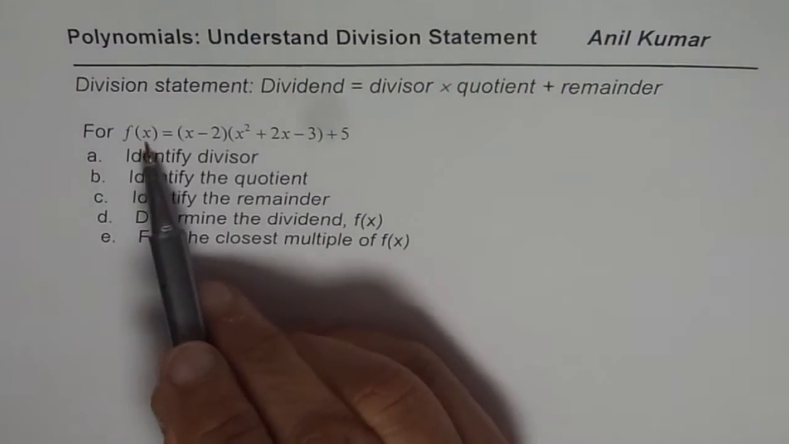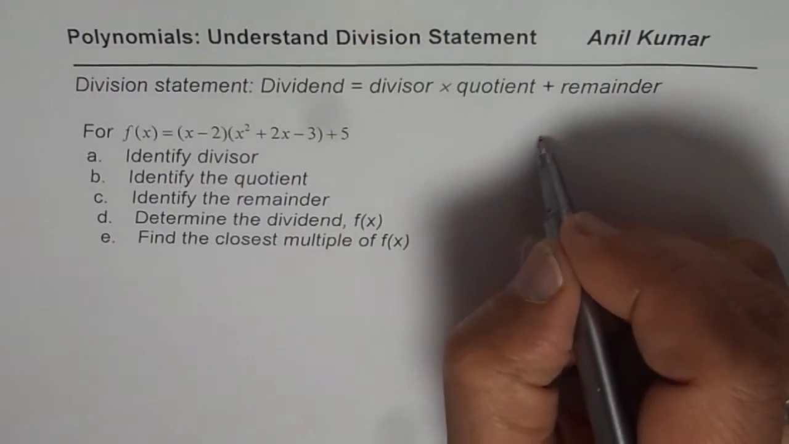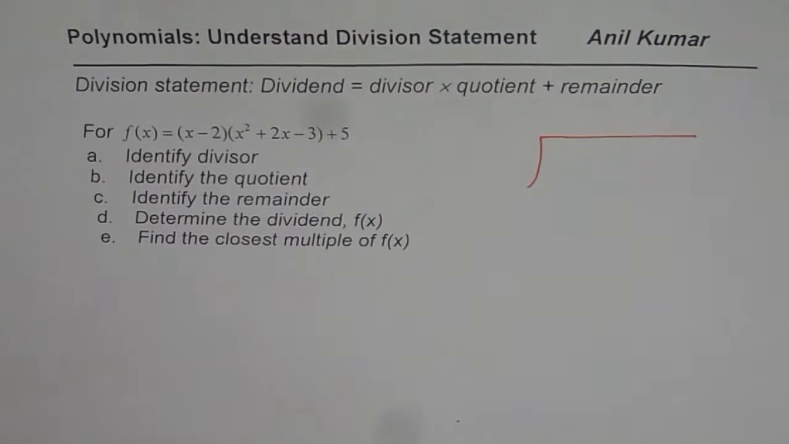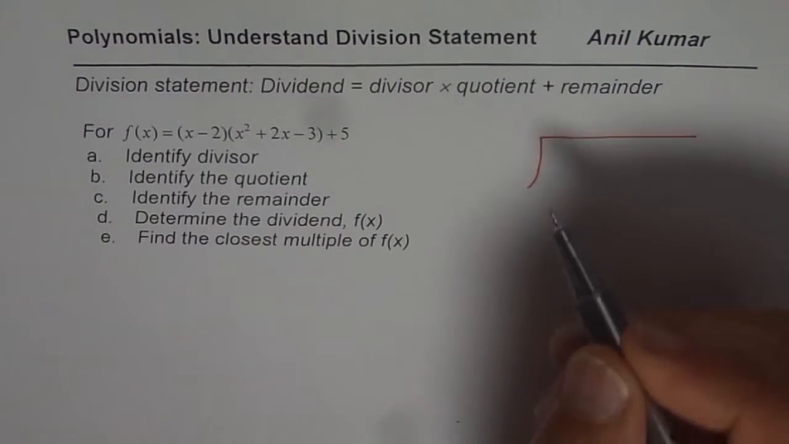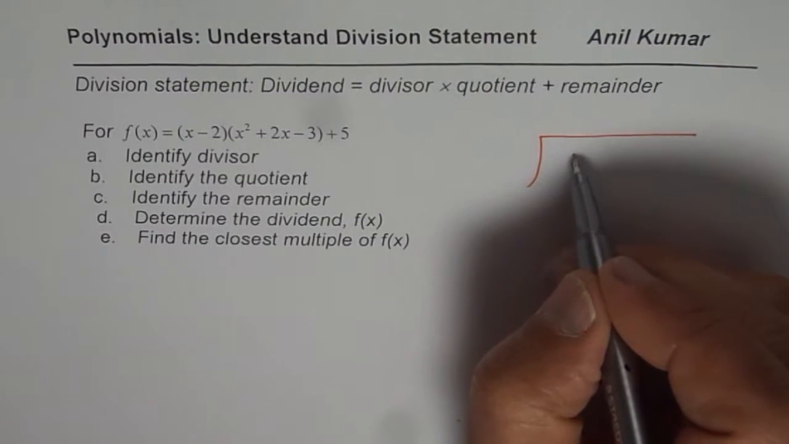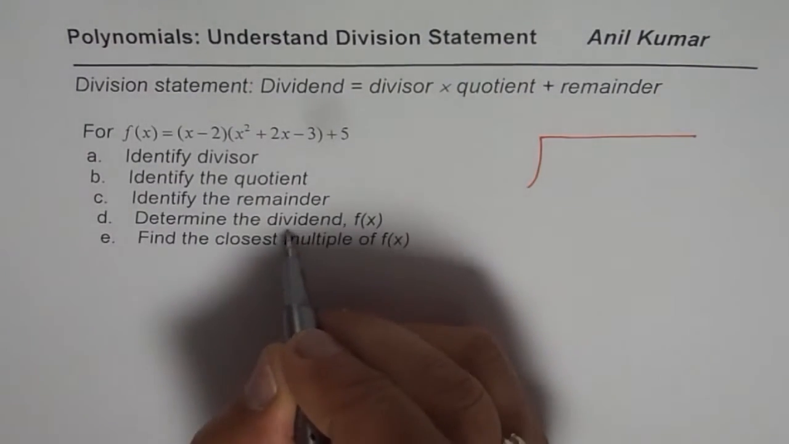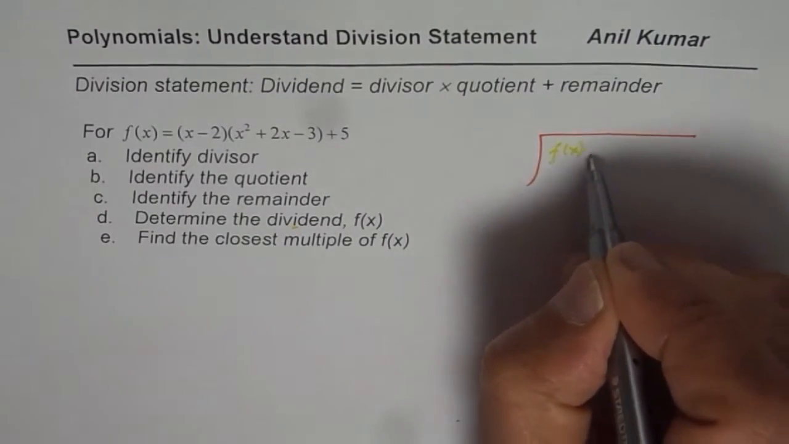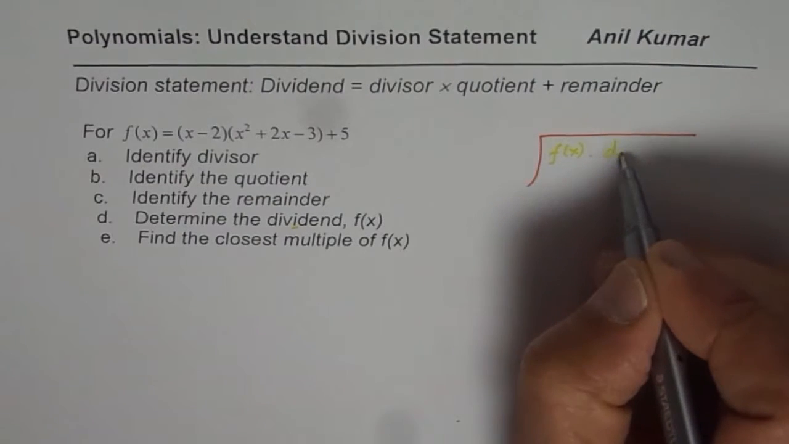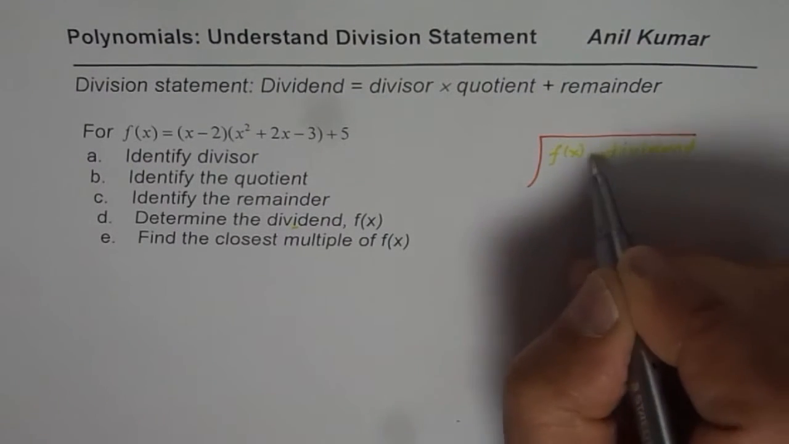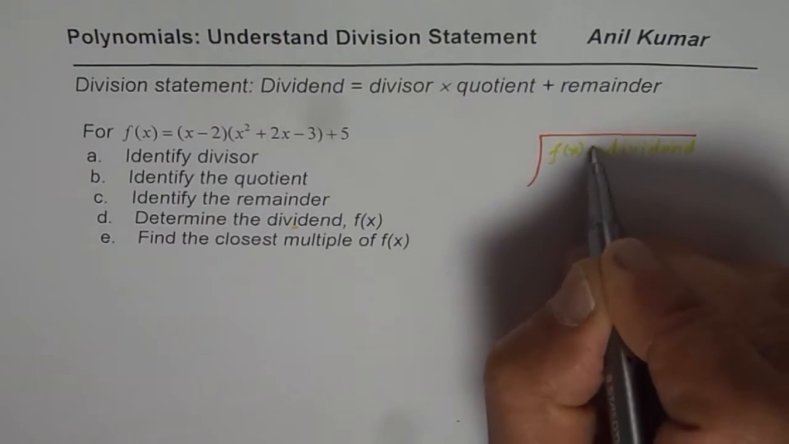So let's understand the division statement once again. What we have is kind of a long division, right? In this division statement, the term which is inside, which we normally call the dividend, is f of x, the function itself, and it is being divided by the divisor. So this is called the dividend, also referred to as the function itself.